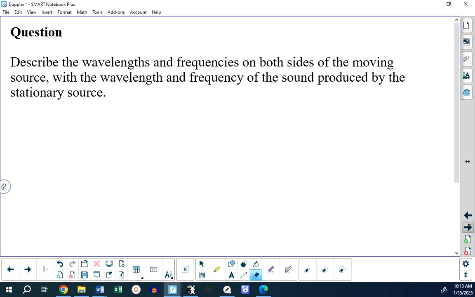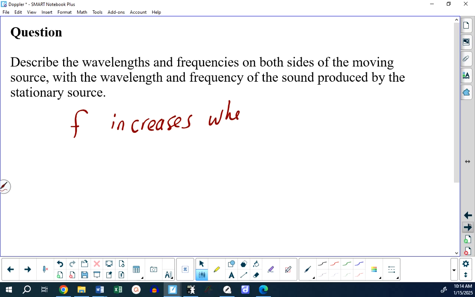So, describe the wavelengths and frequencies on both sides. Well, it's in the diagram, but the bottom line is the frequency increases when the source and the observer get closer together or approach each other.